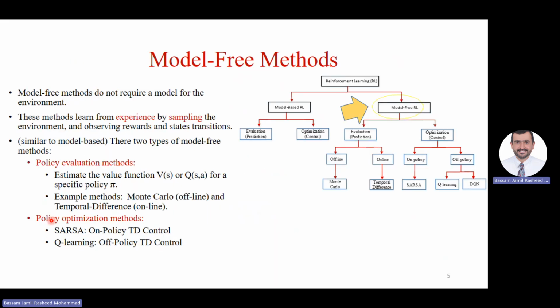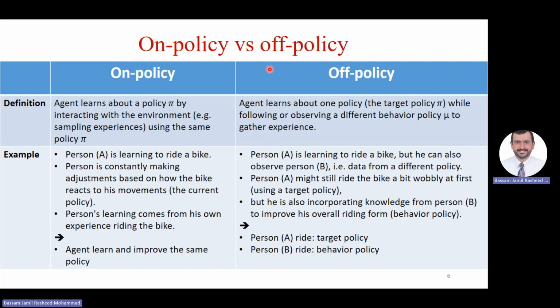Let's see a more in-depth discussion. The definition will be clear if we go through this example of on-policy and off-policy. Suppose a person is learning how to ride a bike. This person is constantly making adjustments based on how the bike reacts to the environment. So this is the current policy. The person's learning comes from his own experience riding the bike. So basically, the agent learns and improves the same policy. This person is learning from his own sampling of successful moves or bad moves during the riding of a bike.